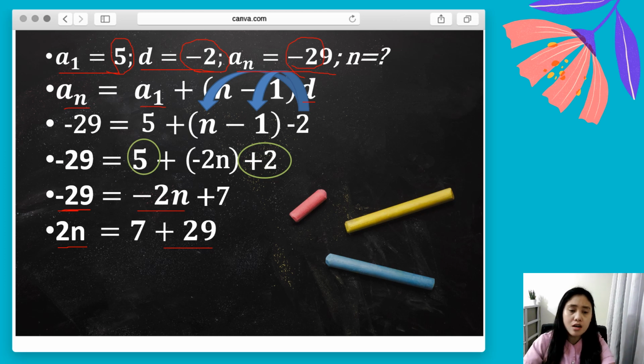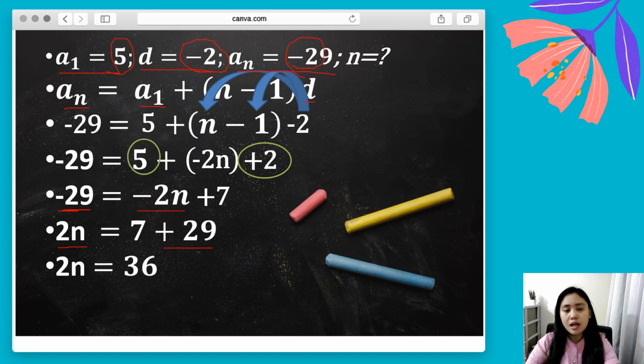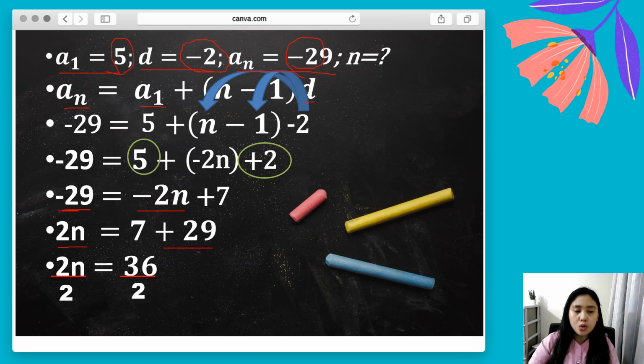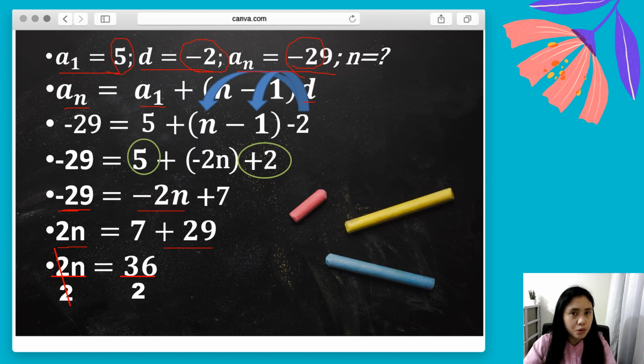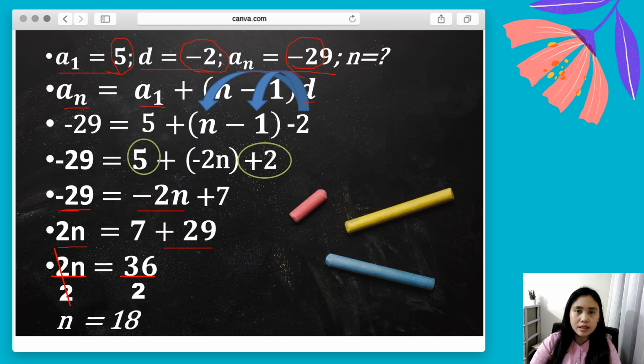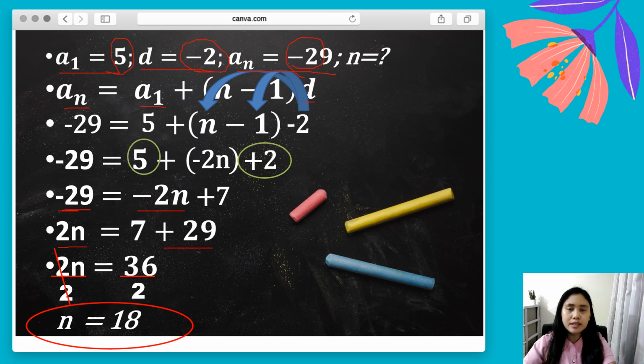Now from here, we can now add 7 and 29. So the sum of 7 and 29 is 36. And then last step is to divide both sides by 2 to get the value of n. So 2 divided by 2 is equal to 1. So na-cancel out siya. And then 36 divided by 2 is equal to 18. Therefore, the answer is n is equal to 18.